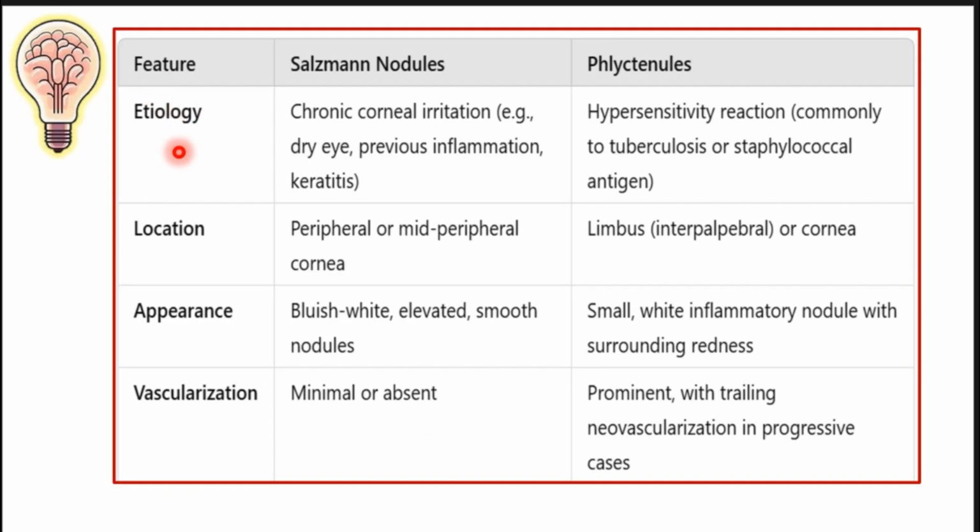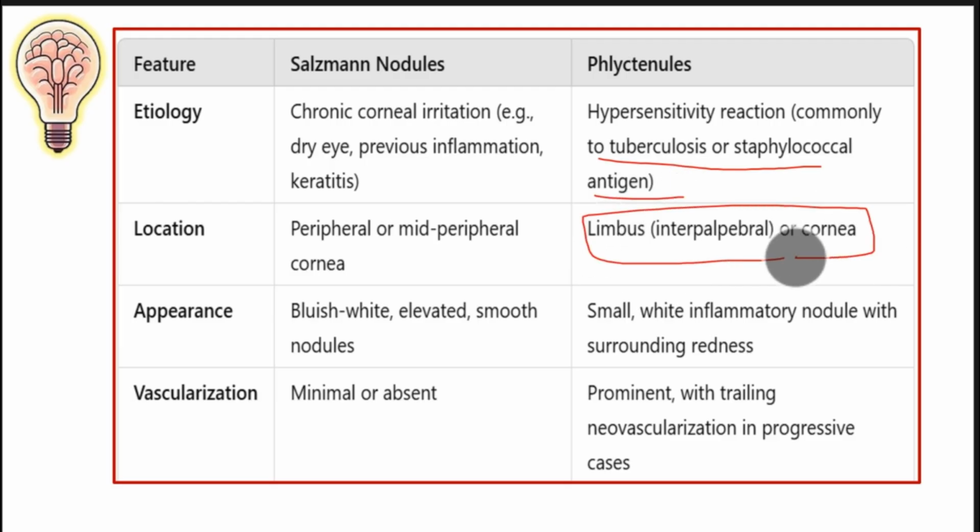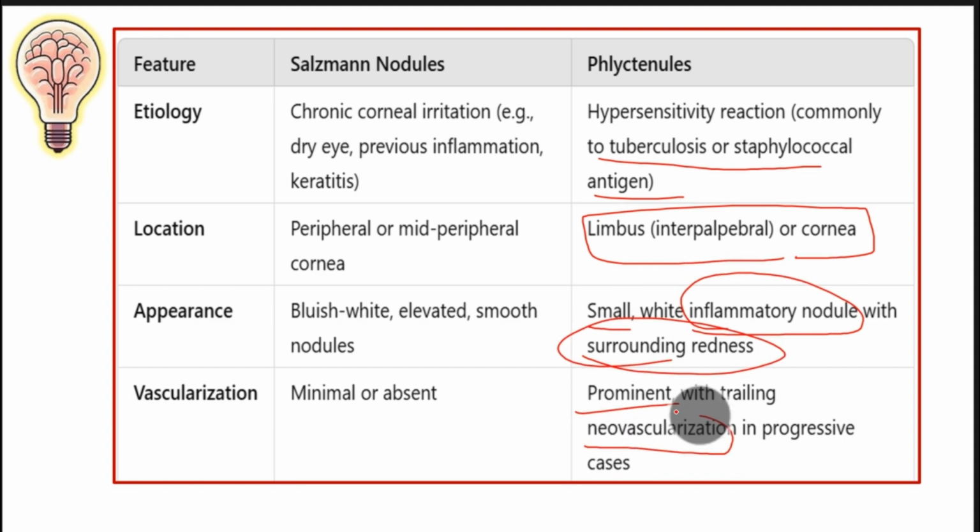So again, you can see the Salzmann nodules. They occur due to chronic corneal irritation like dry eye or previous inflammation or keratitis. They can be located in the periphery or the mid-peripheral cornea. They are bluish white in color, elevated smooth nodules with minimal or almost absent vascularization. However, the phlyctenule is basically a hypersensitivity reaction commonly to a microbial antigen. The location is interpalpebral in the limbal area and they can progress toward the center. They're going to be much smaller than the Salzmann nodules and they're inflammatory nodules with surrounding redness. They are prominent with a trailing neovascularization in progressive cases.